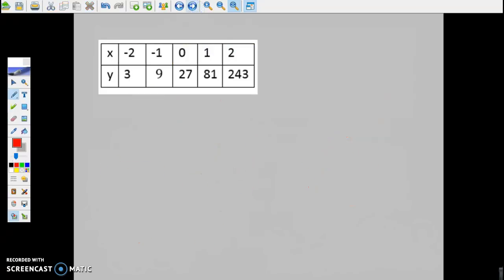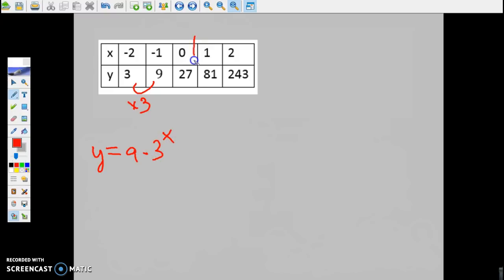All right, let's take a look at another one. So again, does x increase by 1? Yes, it does. What does y increase by? It's a multiplier of 3 every single time. So because my multiplier is 3, now I know that my b value is 3. So we now have y equals a times 3 to the x.